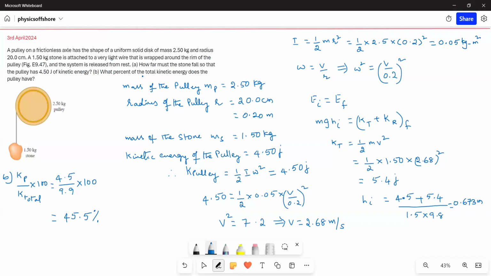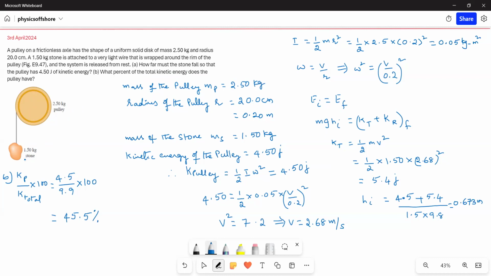B. What percentage of the total kinetic energy does the pulley have? This problem is based on the law of conservation of energy. Here, the mass of the pulley is given as 2.5 kilograms, and the radius of the pulley is given as 20 centimeters. We have to convert the centimeters into meters. Therefore, the radius of the pulley is 0.2 meters.